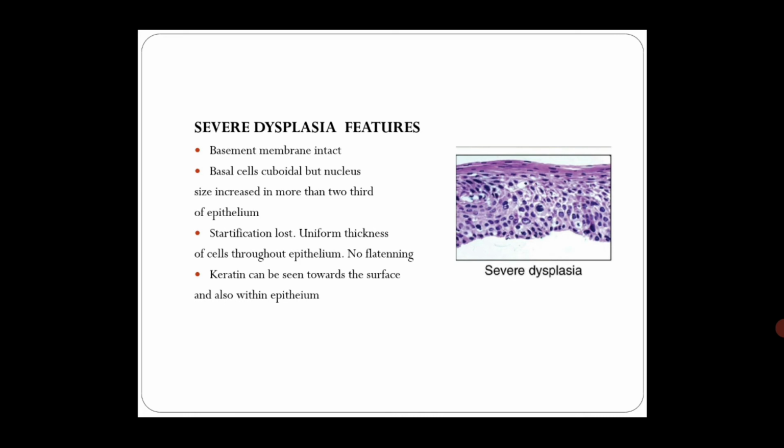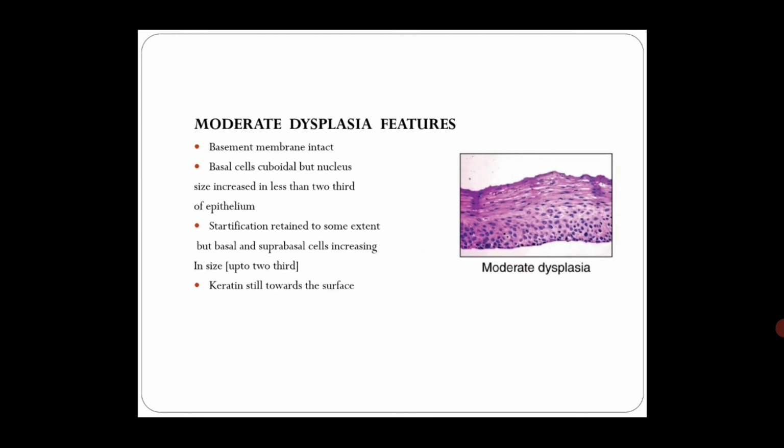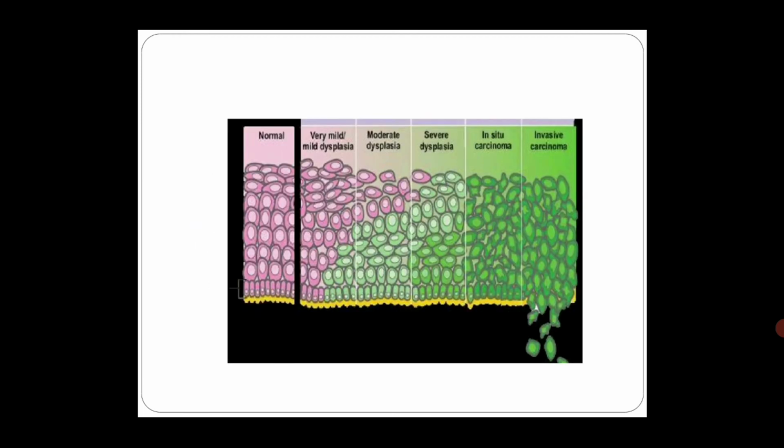And also another feature that you are going to note here is that besides being on the surface, keratin will also be present within the cells. Okay, you will be able to see some pink aggregates in the cellular part also, within the epithelium also. So that is again a feature of severely dysplastic epithelium. Okay, so this was about mild, moderate and severe dysplasia.